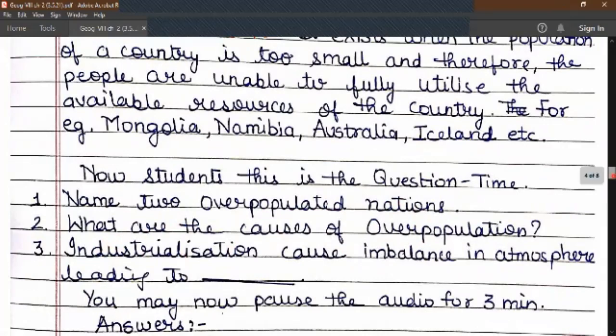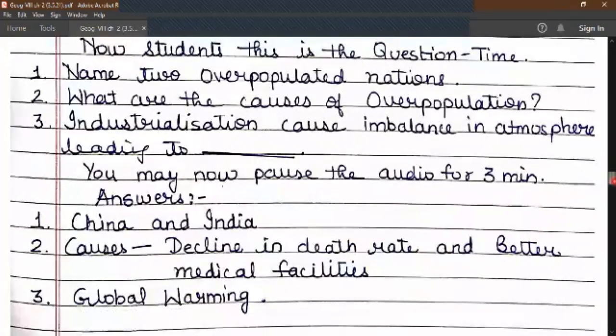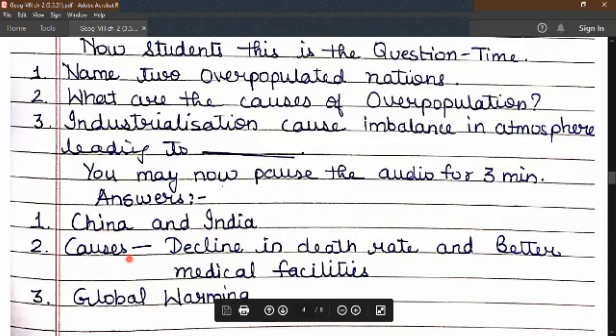Now, children, let us discuss the answers. Answer number one, overpopulated nations of the world are China and India. Two, causes of overpopulation are decline in death rate and better medical facilities. Three, global warming. Industrialization causes imbalance in atmosphere leading to global warming.